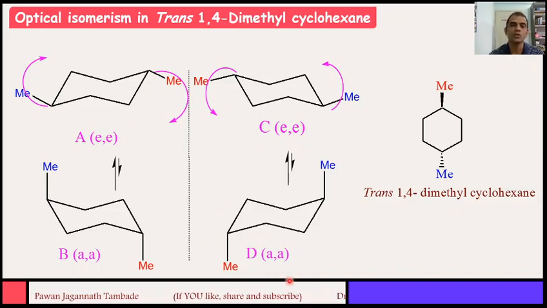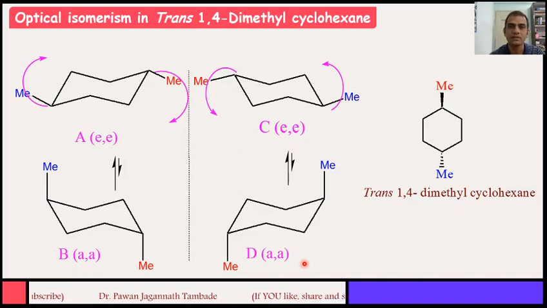So if you look at this molecule, you will think that structure A and structure C are comparatively more stable and they do exist. However, structures B and D do not exist. And if you look at A and C, they are non-superimposable mirror images of each other. The molecule must be optically active.